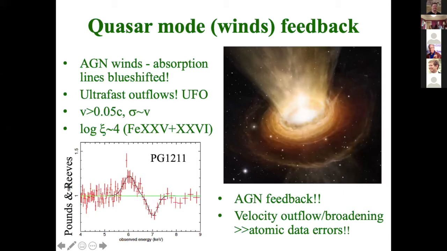So when we're thinking about atomic physics and understanding atomic data errors, that's not a place it's going to be important. They're very high ionization, so we see them in iron 25, 26. These are things we hopefully understand quite well, though being at this meeting has made me worry. But these are the winds that carry lots of power, kinetic energy. These are the ones that do AGN feedback. So understanding them would be a great step forward.